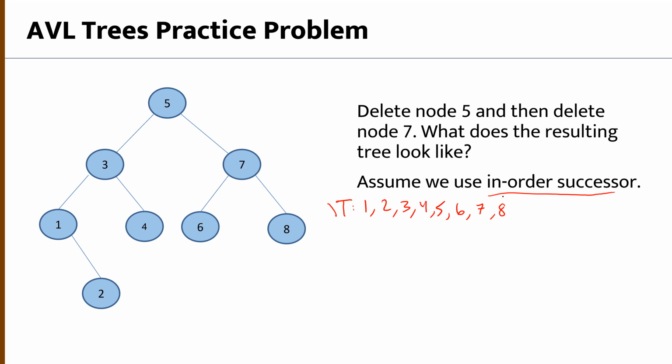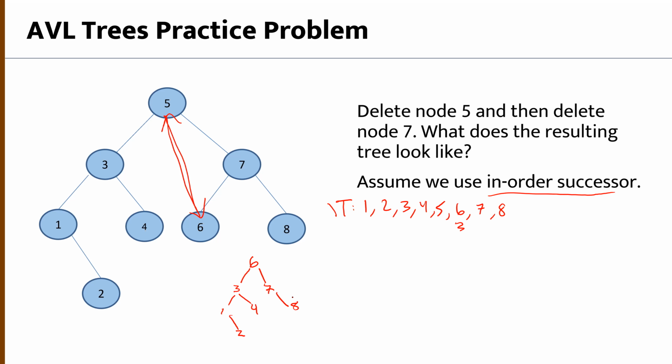So we're deleting node 5. We know its in order successor is actually 6. And so what we'll do is we'll just swap these two and then delete 5. So the resulting tree will be 6, 3, 7, 1, 4, 2, and this is 8 now, since we've removed the 6. And if we take a look at this, we notice that the tree actually is still balanced, so we don't need to do any rotations.